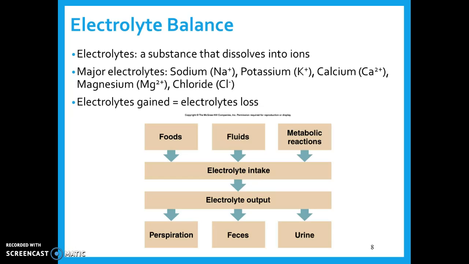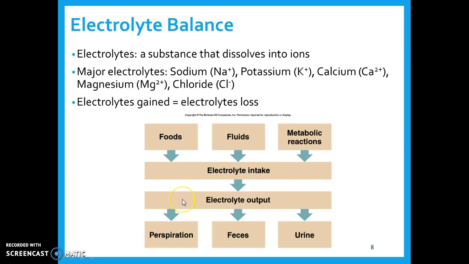So this chart, there's a lot of charts in this chapter, and it does a really good job explaining if you read the textbook, it explains what those paragraphs are talking about. So we can take these electrolytes in through our foods, through fluids that we drink, and through metabolic reactions. A lot of times when our body breaks things down, a lot of these are going to be released into our body fluid. So those are ways that we can take in electrolytes into our body. All right, so if we're adding extra electrolytes, more than our body needs, we've got to get rid of them because, like we just said, the electrolytes gained needs to equal the electrolytes that we lose.